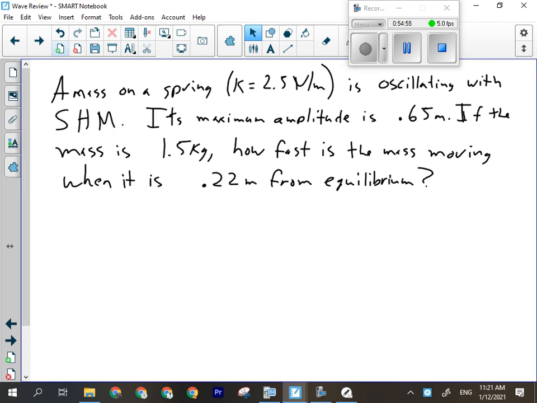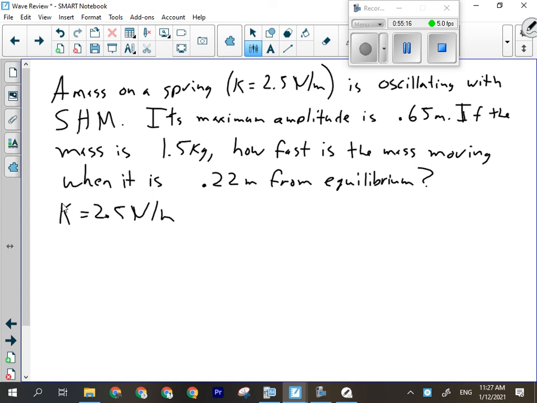Okay, give that one a try. So here's what we know. We know what K is. It's 2.5 newtons per meter. We know it's oscillating with simple harmonic motion. Saying it's oscillating with simple harmonic motion and mentioning how fast it's moving eliminates Hooke's law from this.